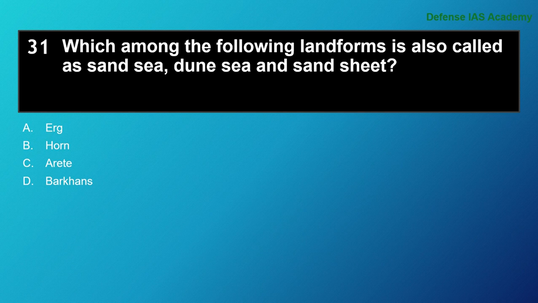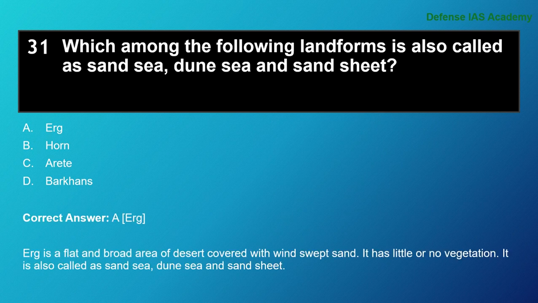Which among the following landform is also called a sand sea, dune sea and sand sheet? So I'll repeat the question. The answer to the question is option A, Erg. Erg is a flat and broad area of desert covered with wind-swept sand. It has little or no vegetation. It is also called a sand sea, dune sea and sand sheet.